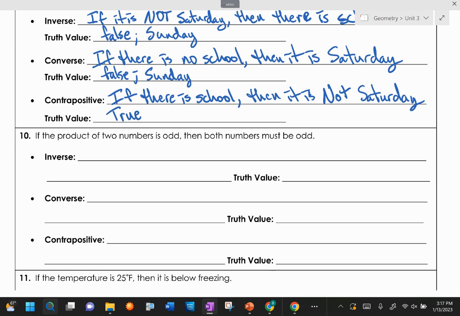Both numbers must be odd. No. That makes sense. If the product of two numbers is odd, then both numbers must be odd. Could you say that louder? That's the last one.